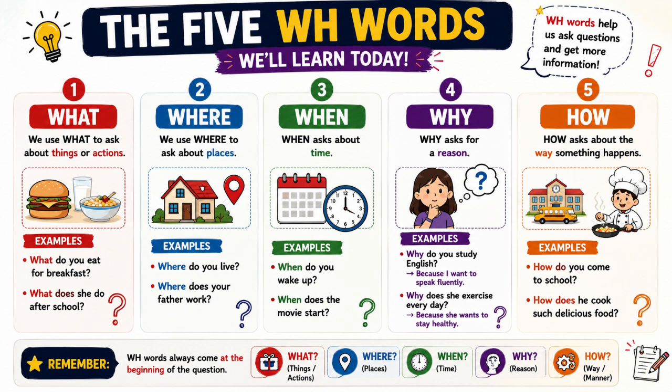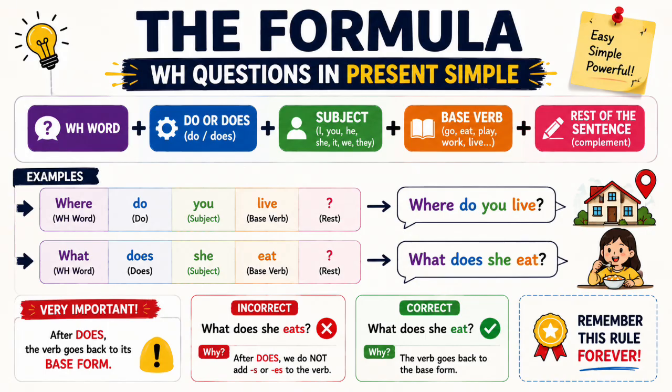Number 5. How? How asks about the way something happens. How do you come to school? How does he cook such delicious food? Now let's learn the formula. It's actually very easy. WH word, do or does, subject, base verb, rest of the sentence. For example, where do you live?